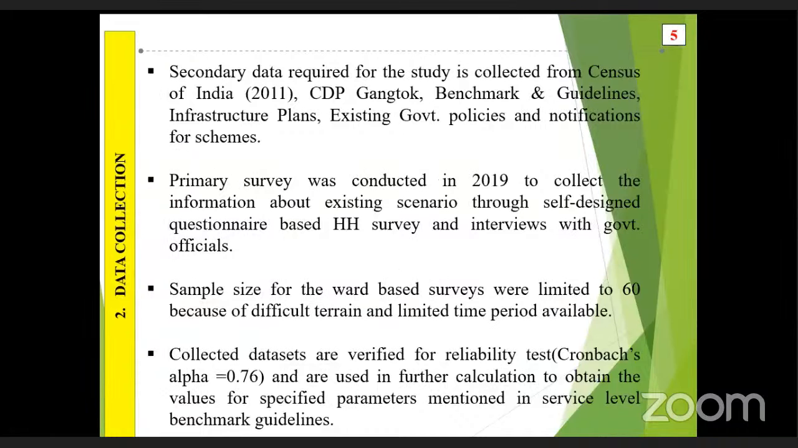So now coming to the process of data collection and pre-processing. Secondary data for the study has been collected from Indian Census data 2011, the Comprehensive Development Plan or CDP of Gangtok, existing service benchmark guidelines, and government policies and schemes. The primary data was collected through a questionnaire-based in situ household survey and meetings with officials. Because of the difficulties in terrain and time limitation for the study, sample size was limited to 60 per ward, irrespective of the ward area and respective population. For the collected data sets, outliers and missing data values were omitted, and further, the reliability test was run. Cronbach's alpha results in 0.76, which indicates that the collected data set for the project is good enough.